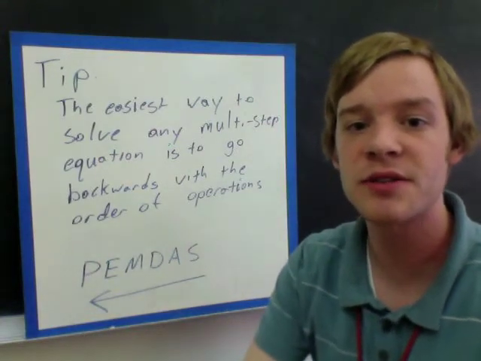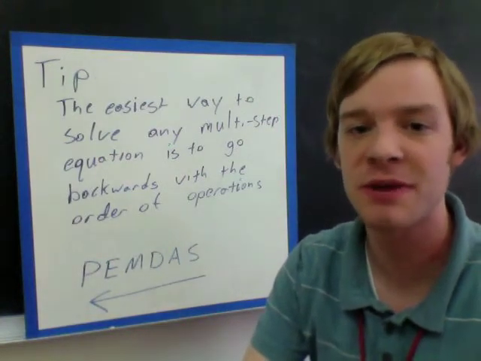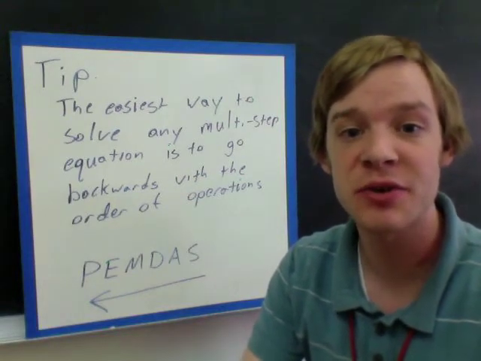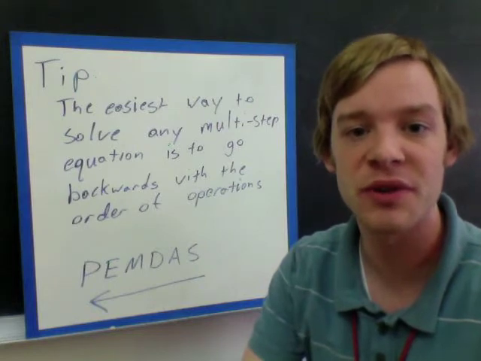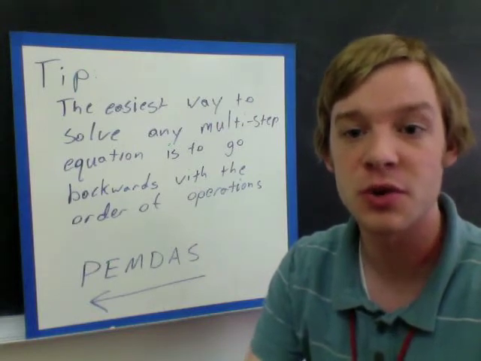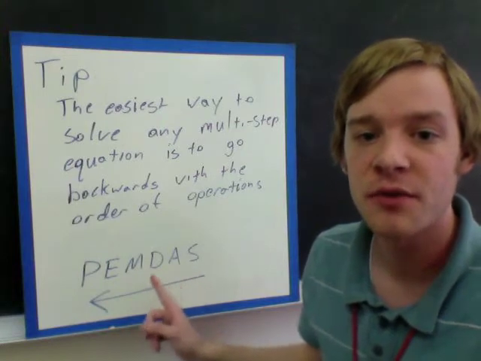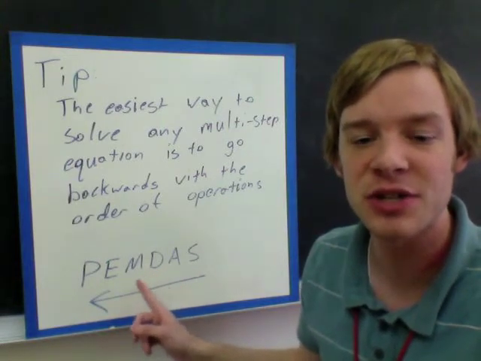First off, a tip. The easiest way to solve any multi-step equation, doesn't matter if there's 2 steps or if there's 100 steps, is to go backwards with the order of operations. So you want to cancel out any addition and subtraction you have first, then cancel out any multiplication and division.